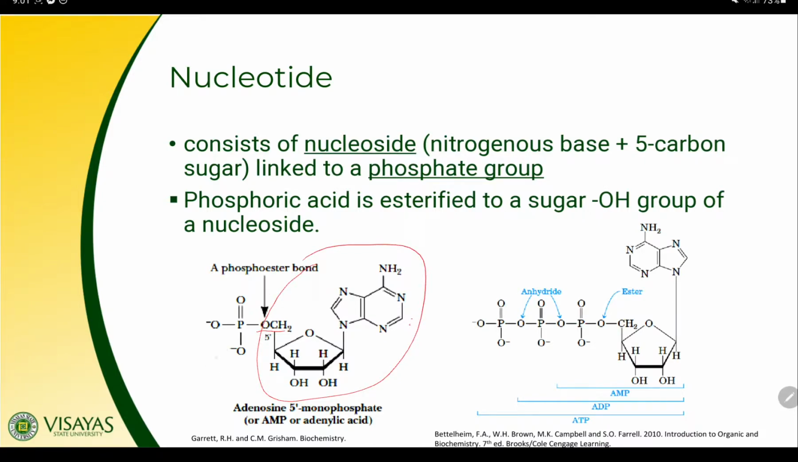Now when we add one phosphate group, the name becomes adenosine 5'. This is 5' because the phosphate group is bonded to carbon number 5 of the sugar molecule, and we have monophosphate because we only have one phosphate group. So that's AMP, or adenosine 5' monophosphate. Now if we add two phosphate groups, the name becomes ADP because instead of mono, we use the prefix di for 2. And if we have three phosphate groups, we now have ATP, or adenosine 5' triphosphate.